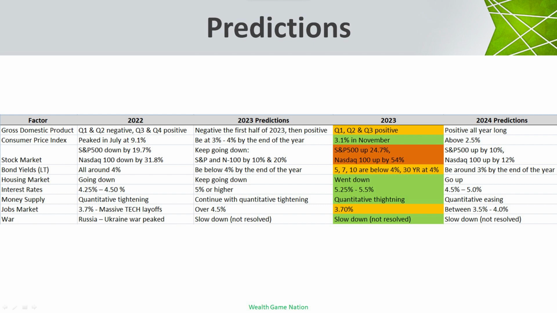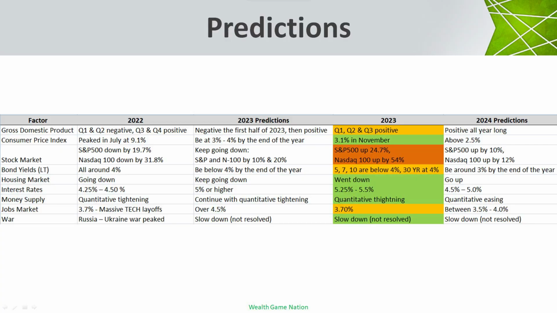Then the housing market, I expected this to go down and it really did go down. Then the interest rates, I predicted that they will be above 5% and look at that. Today they are between 5.25 and 5.5%. Monetary policy, I predicted that it will be quantitative tightening and it was quantitative tightening this year. The jobs market, I predicted that there will be an unemployment rate of over 4.5%. However, the unemployment rate this year is at 3.7%. So the job market and the GDP go hand in hand together here.